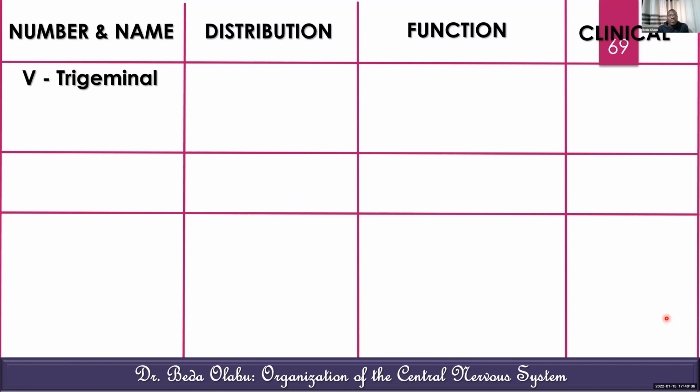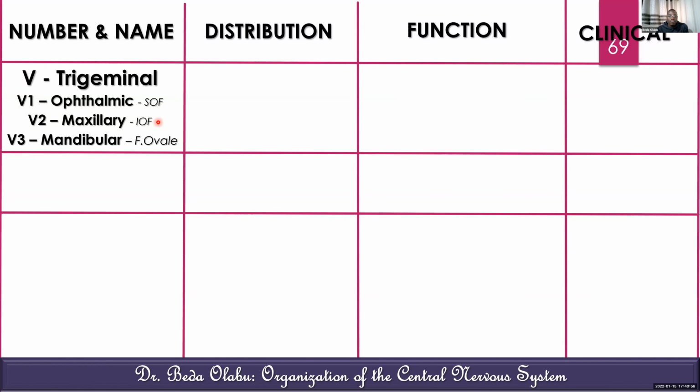The fifth cranial nerve is called trigeminal, because it has three divisions. V1, the ophthalmic division, exits the cranial cavity through the superior orbital fissure. V2, the maxillary division, exits the cranial cavity through the foramen rotundum, then the inferior orbital fissure. Then the mandibular division, V3, exits the cranial cavity through the foramen ovale.